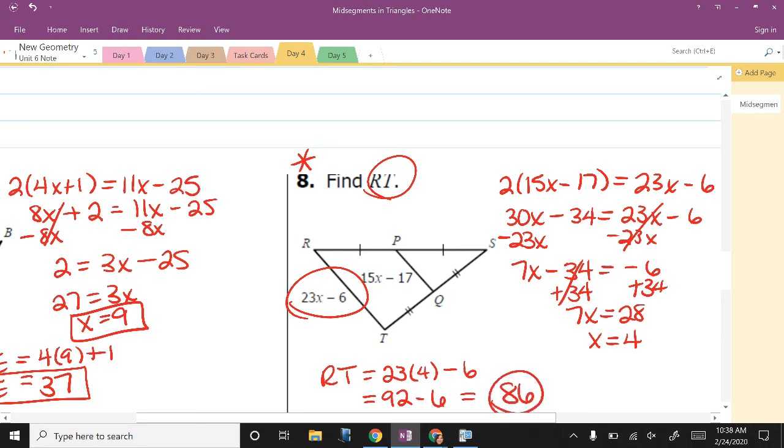86. Raise your hand if you got 86 for RT. I don't know what I was saying.